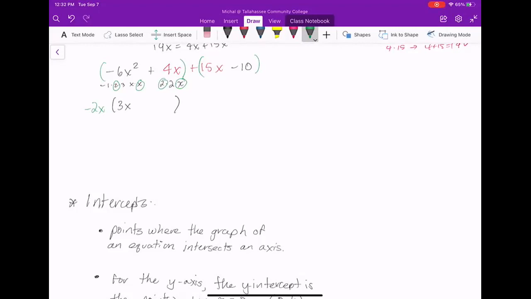So if I pull out a negative 2x, I would have to multiply that by negative 2 in order to get 4x. So negative 2x times negative 2 is positive 4x, which is what I want.